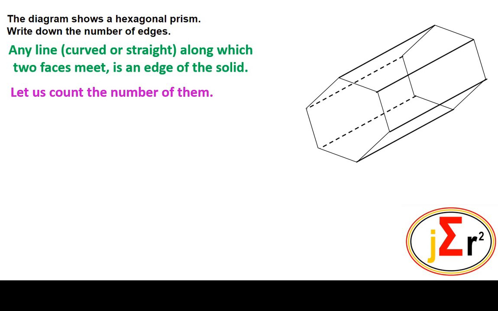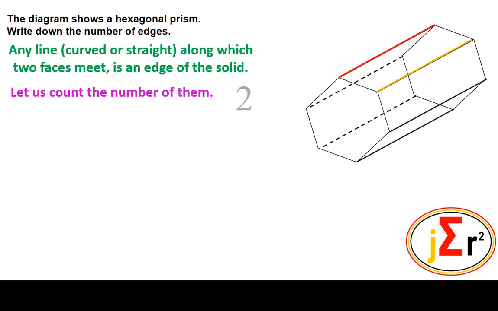Any line along which two faces meet. There is no curved line at the moment. All of the lines are straight. Any line along which two faces meet, and we are counting those edges.